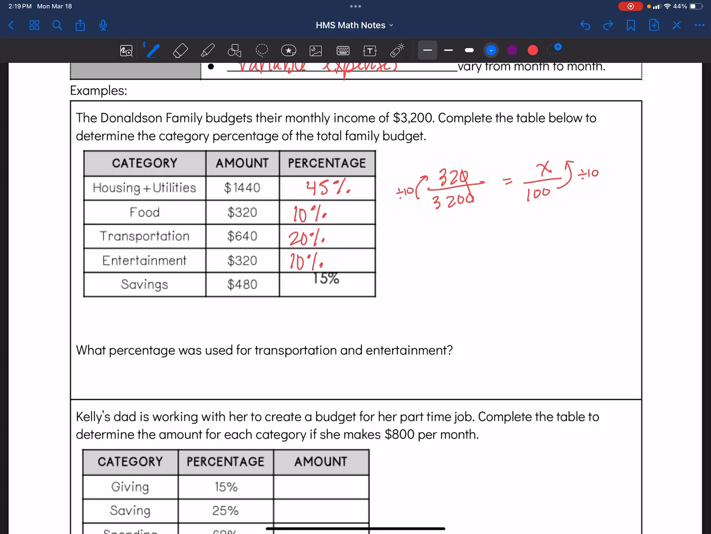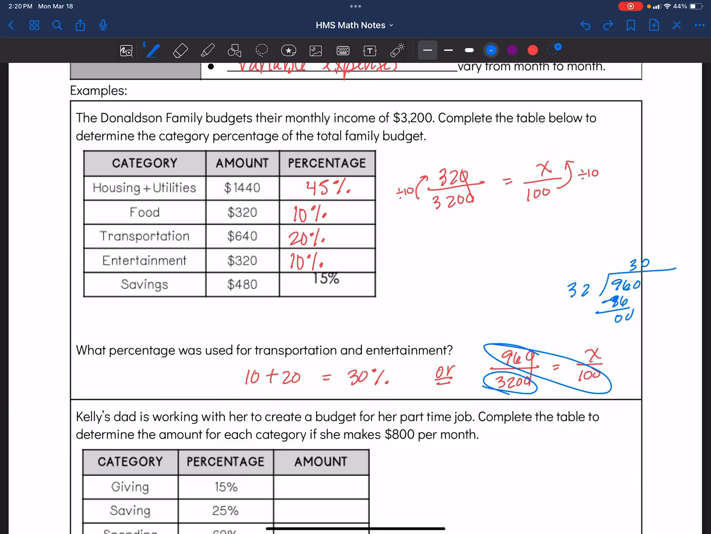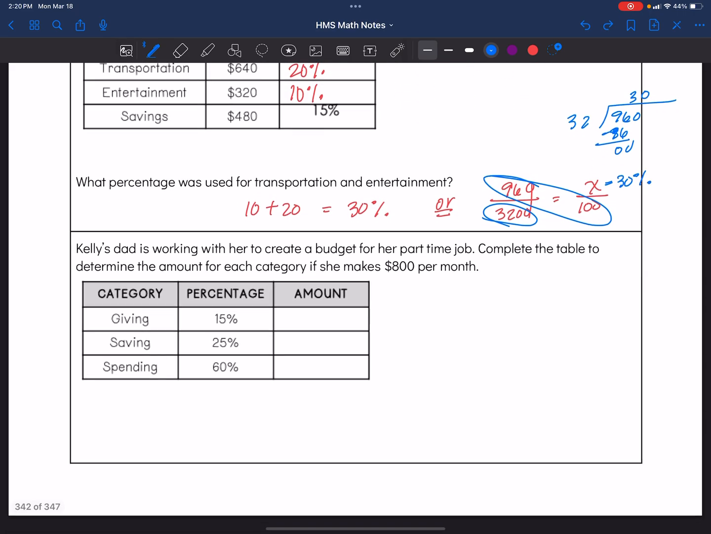So what percentage was used for transportation and entertainment? I'm just going to add them together. Transportation is 20, entertainment is 10, 10 plus 20 is 30. But if you want to show all your work, you can add the amounts together and set up a proportion. 640 plus 320 is 960. 960 out of 3,200 equals what out of 100? I'm going to cross multiply and divide. I would still get my 30%. I did go through that fast, but that's because this is all stuff we know how to do. It's just logic.